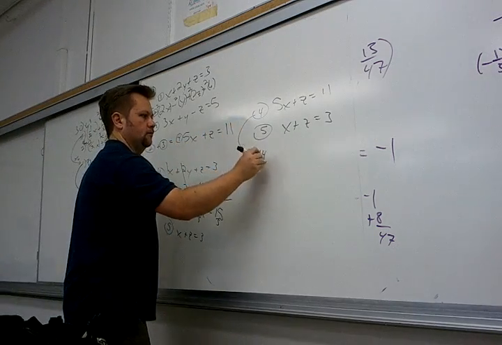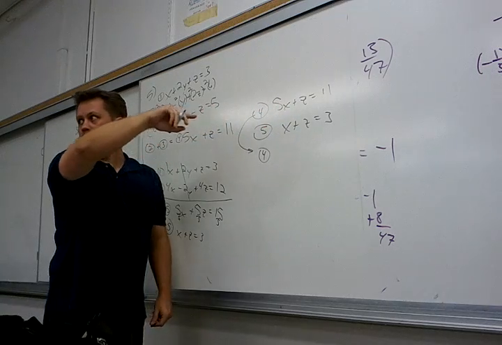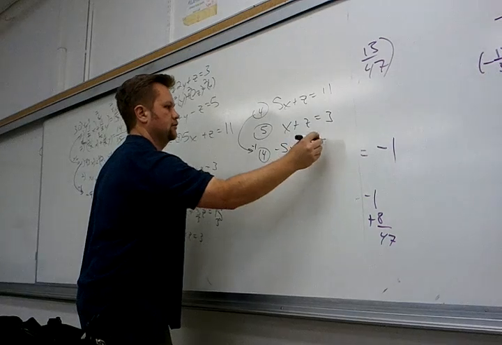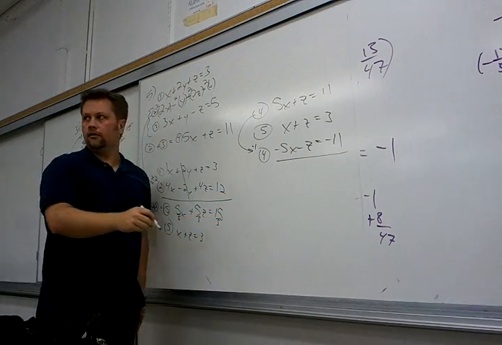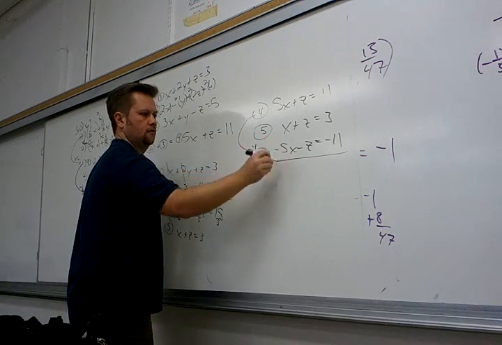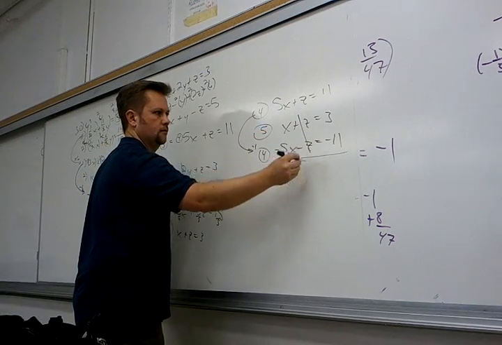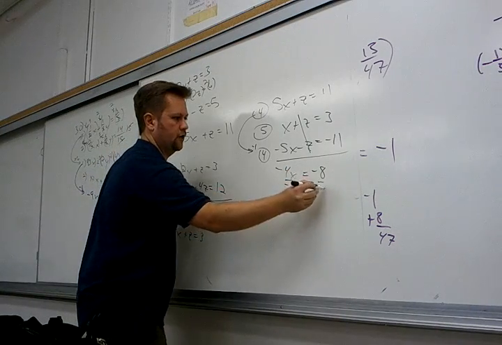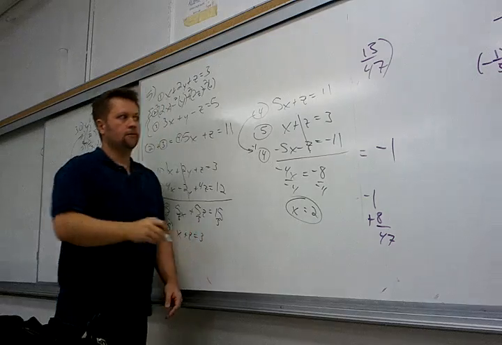So like you said, Manuel, you multiply one of them by -1, right? It doesn't really matter. -5x minus z equals -11. So you get -4x equals -8. Divide by -4 and you get x equals 2.